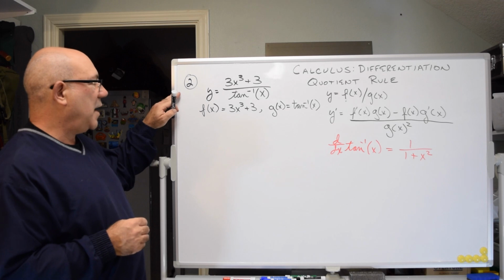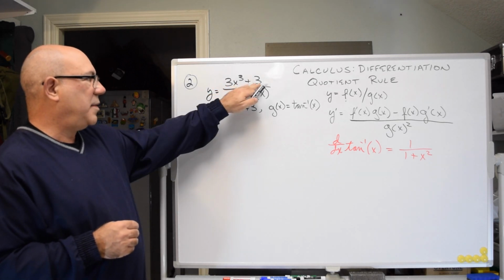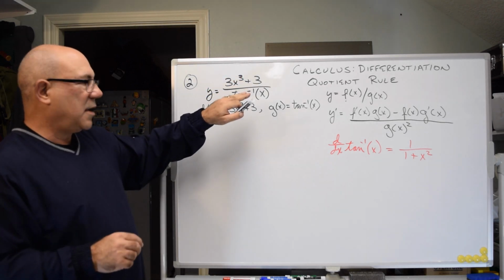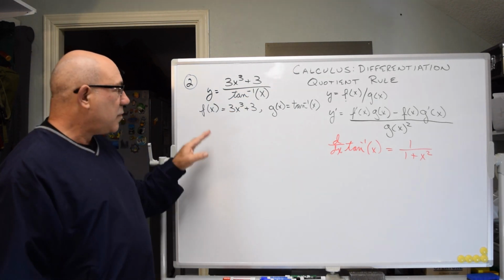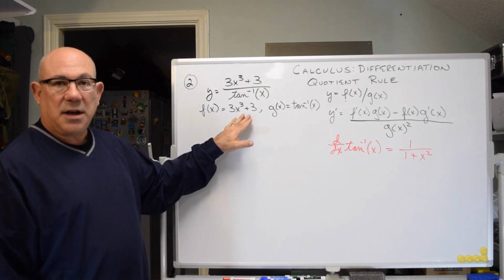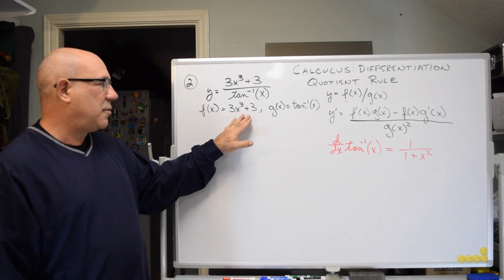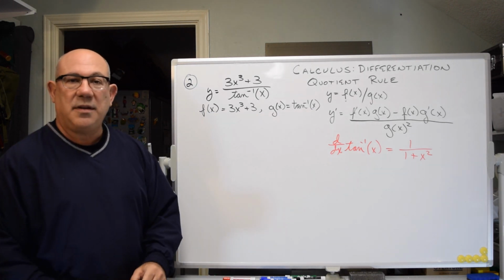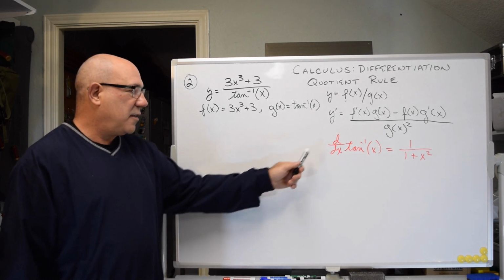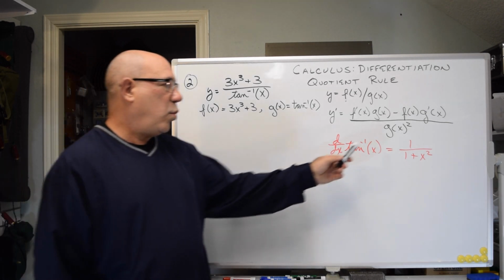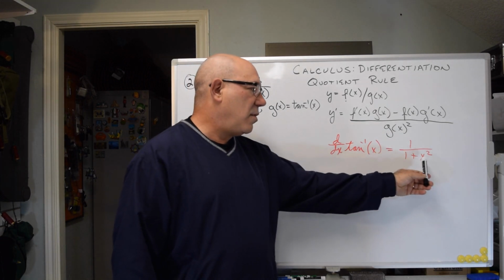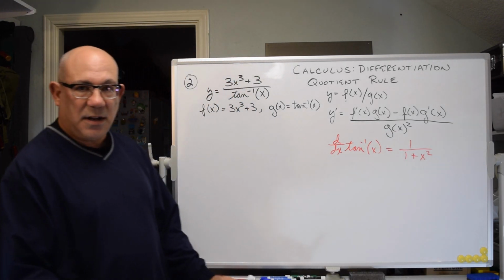So the second example we have is a little more complicated than the last one, with the inverse tan function. So f of x in this case is going to be 3x cubed plus 3, and then g of x is going to be the inverse tan function. Now, something to note is that the derivative of the inverse tan function is 1 over 1 plus x squared. So we're going to need that in a minute.